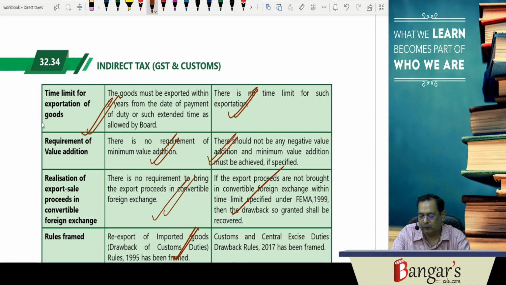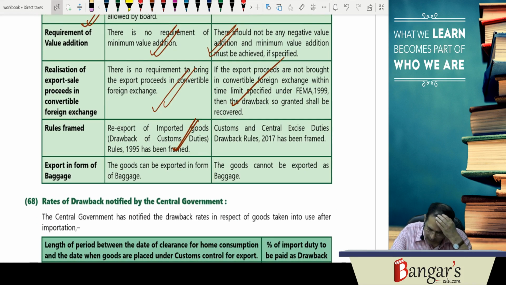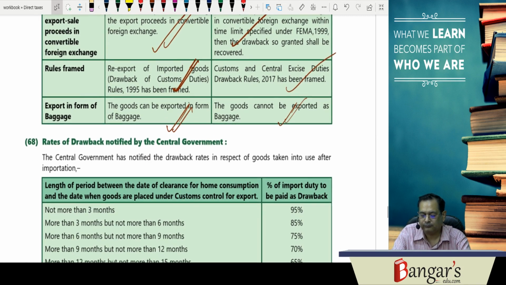Here, for re-export of imported goods, the Drawback of Customs Duty Rules 1995 has been framed. Here, the Customs and Central Excise Duty Drawback Rules 2017 has been framed. Then the goods can be exported in the form of baggage. Here, the goods cannot be exported as baggage under 75.